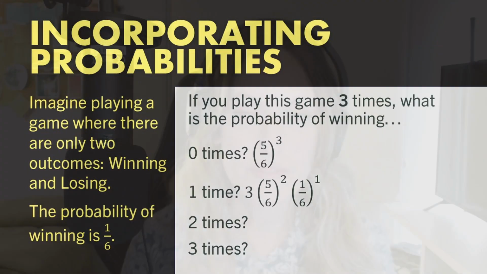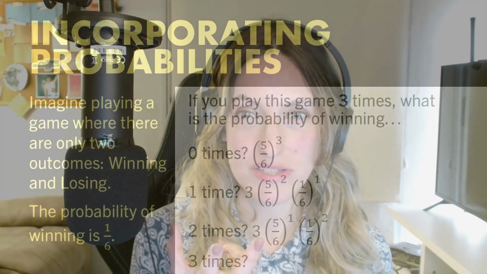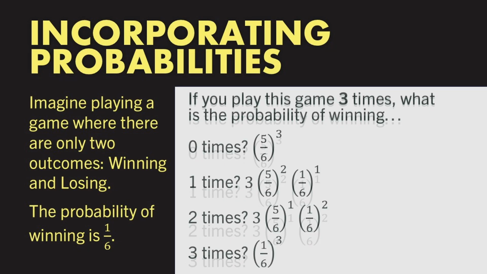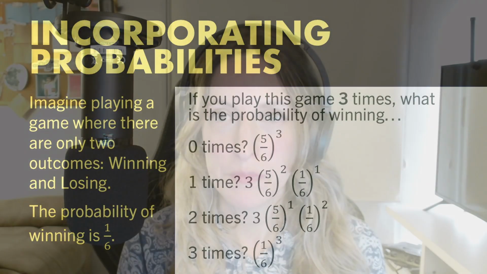Now, for the probability of winning 2 times, again, I have 3 possibilities of winning 2 times and losing 1. And each time I will be multiplying 1 over 6 times 1 over 6 times 5 over 6. So what I get is 3 times 1 over 6 to the power of 2 times 5 over 6. And then the probability of winning the 3 times will be 1 over 6 to the 3rd power, because it's 1 over 6 times 1 over 6 times 1 over 6.